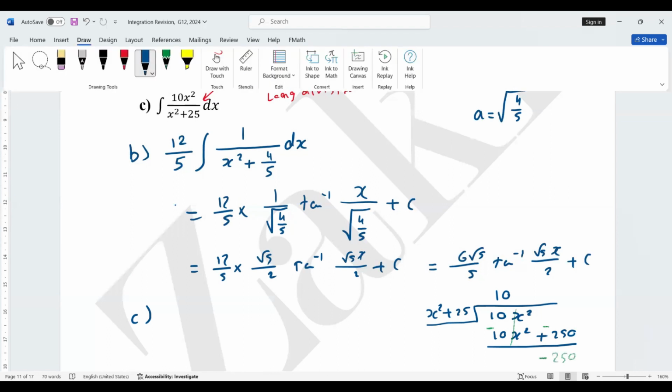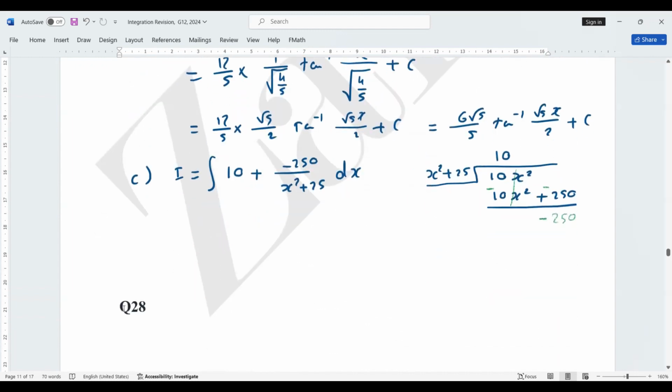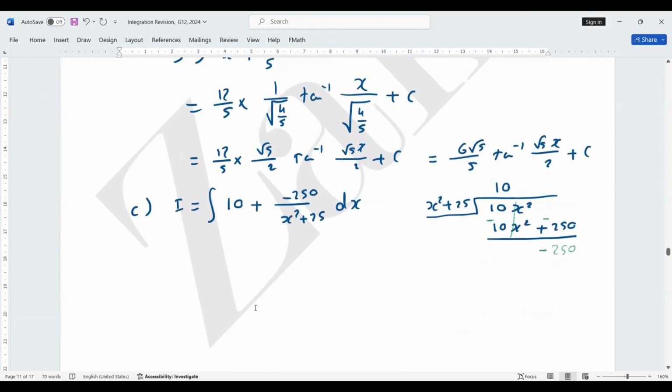Then the integration equals the integration of this whole number, 10, plus negative 250 over x squared plus 25 dx. Now we continue. It's a little hard question, I know. Integration of 10 is 10x.